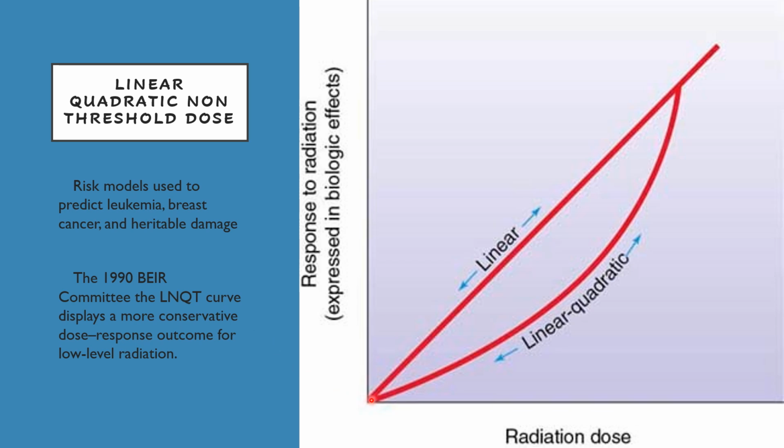So what we discussed on the previous slide is LNT, which is linear non-threshold, which is this straight line right here. In this slide, we're talking about the linear quadratic, which is a little bit more conservative. In X-ray tech, we always go by the LNT, linear non-threshold one right here. But this one, the curved one, is more for leukemia, breast cancer, and the damage that you can inherit.